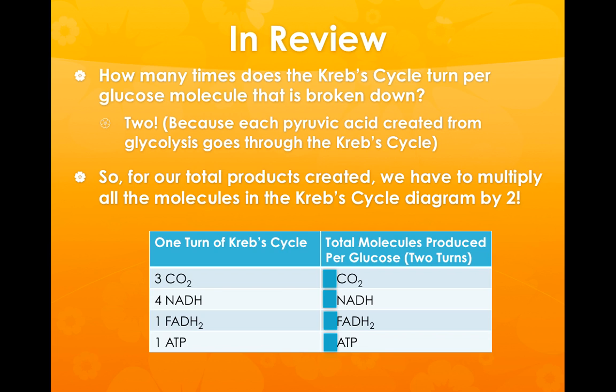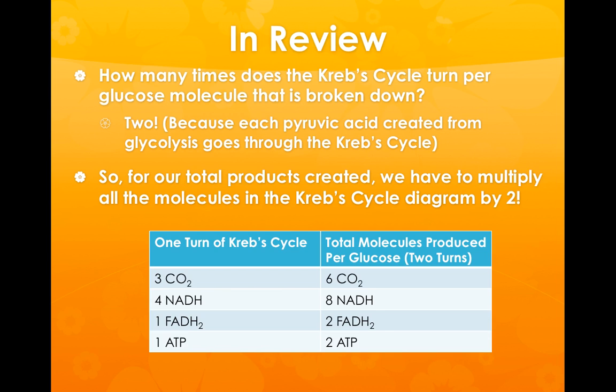So when we look at the amount of total products created per glucose, we have to multiply all of our one-turn products by 2 to get the total number of molecules coming out of the Krebs cycle per glucose molecule. So if we have 3 CO2 coming in from one turn of the Krebs cycle from the breakdown of 1 pyruvic acid, per glucose we're actually releasing 6 CO2 from the Krebs cycle. 4 NADH actually produces 8 NADH because we have to turn the Krebs cycle twice per glucose molecule. 2 FADH2 are going to be produced, and overall 2 ATP are produced.